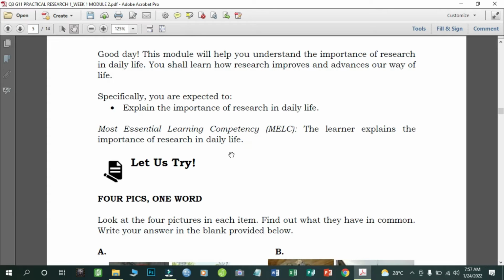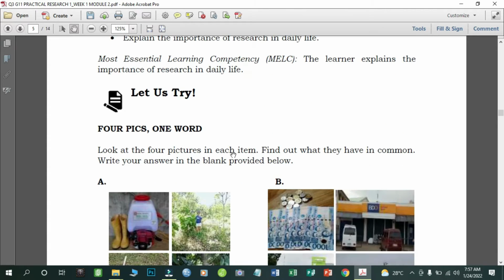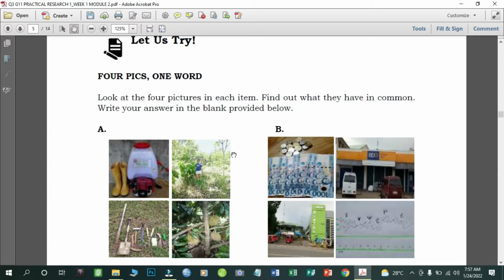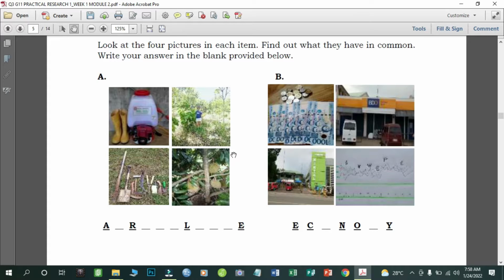To answer that, let's have first our exercises. Let's try. I think you're familiar with 4 Pics, 1 Word. Look at the 4 pictures in each item. Find out what they have in common. Write your answers in the blank provided below. In letter A, what do you think it is?